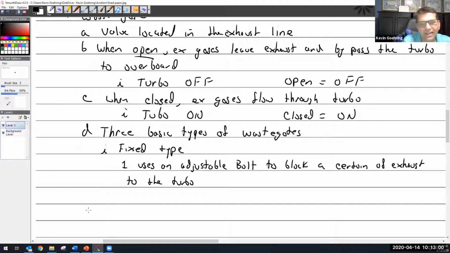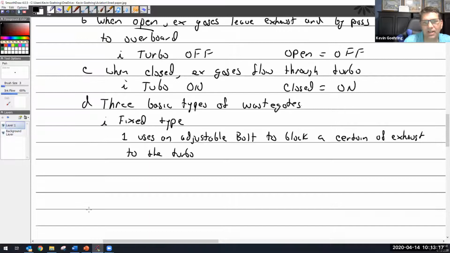So in a nutshell, what the engineers have done is figure out we need exactly this much exhaust to go this way towards the turbo and this much to go out. And we're going to put a bolt in there to fine tune it. So they fine tune it at the factory and they send it out. And I would hope that I would never have to try and adjust one of these bolts because it's probably welded in place by the heat and would never move anyway. All right, there's the fixed type.